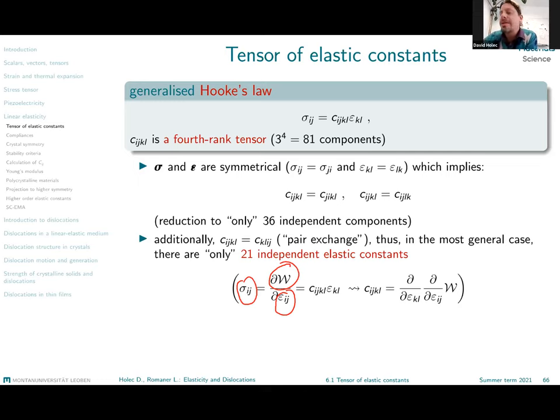We can also from this definition obtain the fourth rank tensor component CIJKL as a second derivative of the strain energy, some energy potential, with respect to the two components of the strain tensor. So this is nothing else than Hooke's law that we have used in conjunction with the definition of how stress and the strain energy are related.